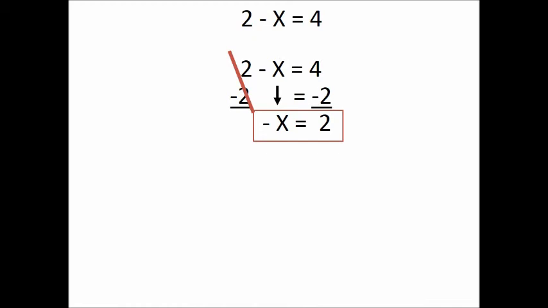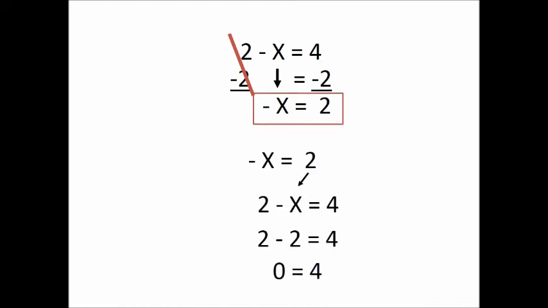Let's plug this into the problem, because Mr. Beuthin said check it. So let's check it. So we put that negative x, we put the 2 in there. So 2 minus 2 equals 0. Wait, 0 doesn't equal 4.